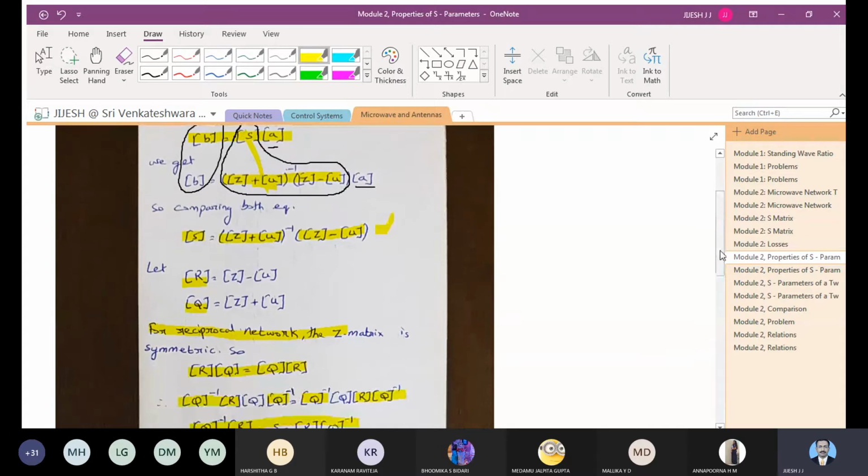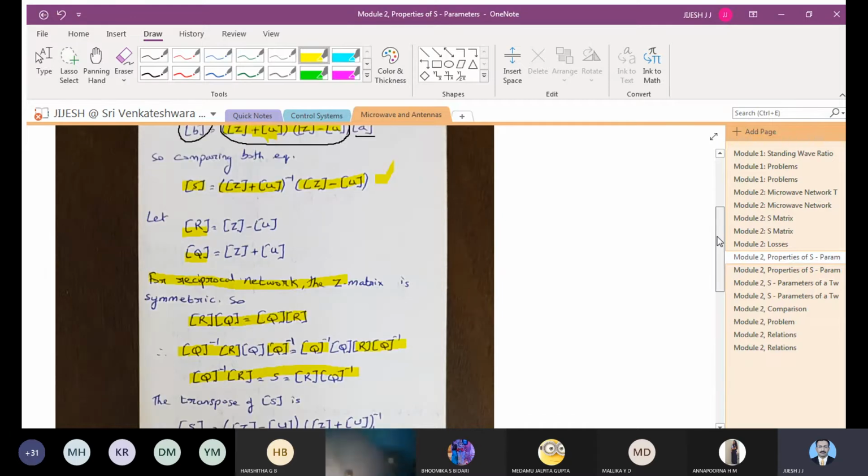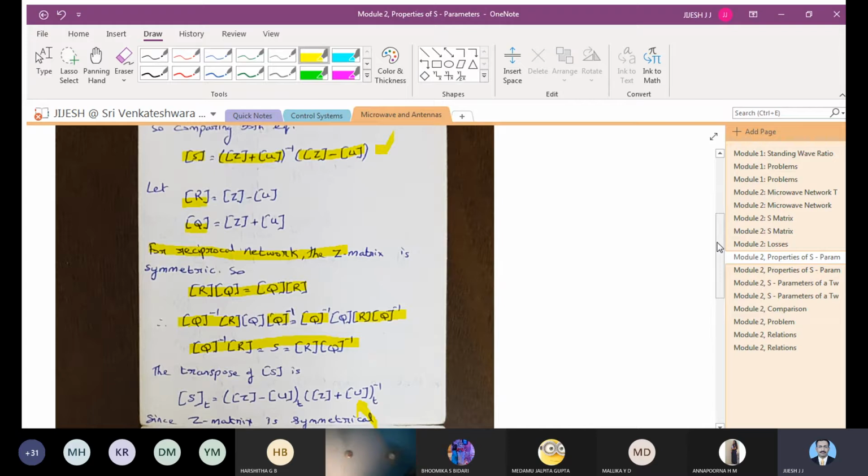For simplification, we have substituted Z plus U as Q and Z minus U as R. From a reciprocal network, the matrix Z is symmetric. So what you can write is, you have R and Q for Z minus U and Z plus U. Since it is symmetric, you can write R matrix Q is the same as matrix Q into matrix R. Further, to simplify, I have multiplied Q inverse on both sides, the right and left hand side.